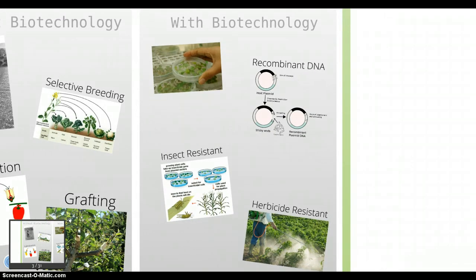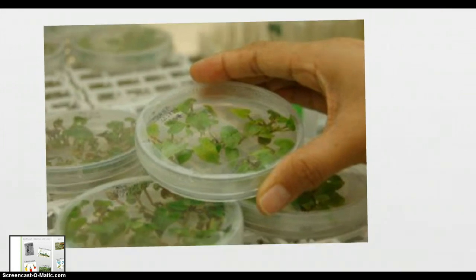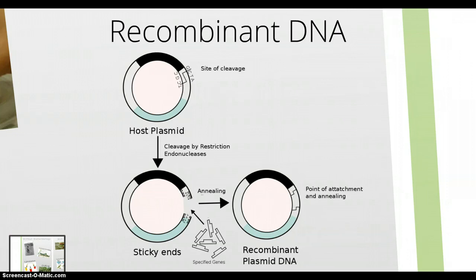Now we're going to talk about ways that scientists have changed plants and agriculture. These techniques cannot be done in a field, they have to be done in a laboratory. So this is an example of a scientist getting some genetically modified plants started in a lab. The technology that scientists use is called recombinant DNA.